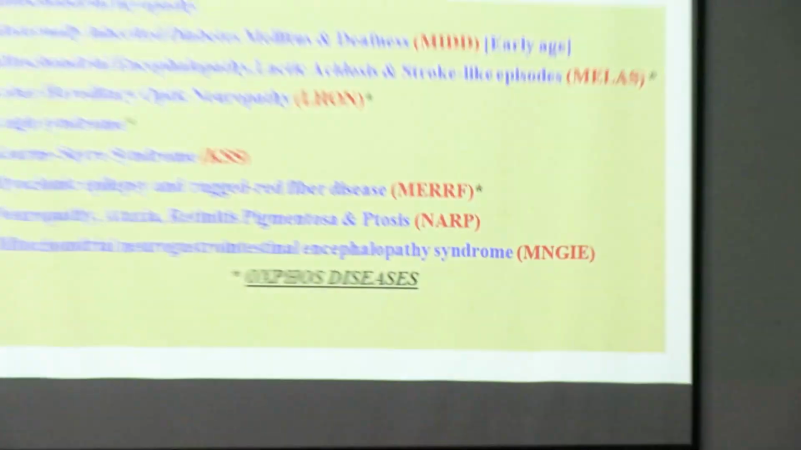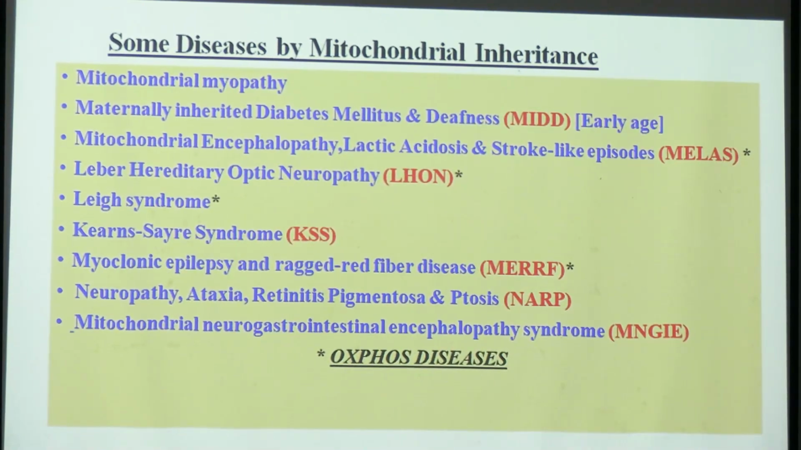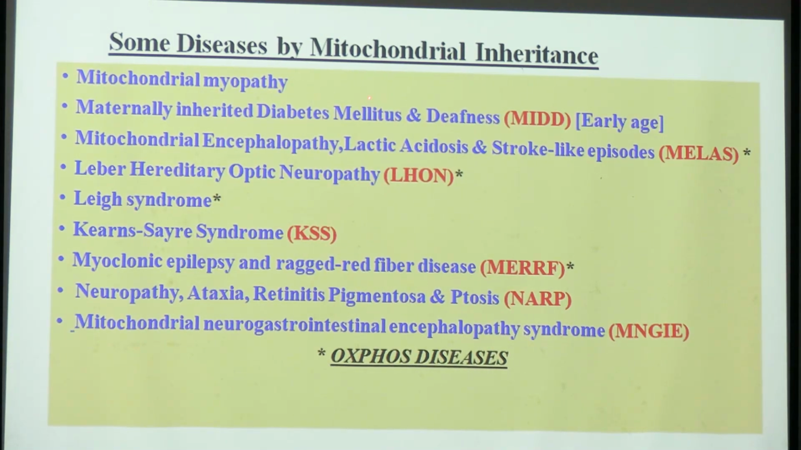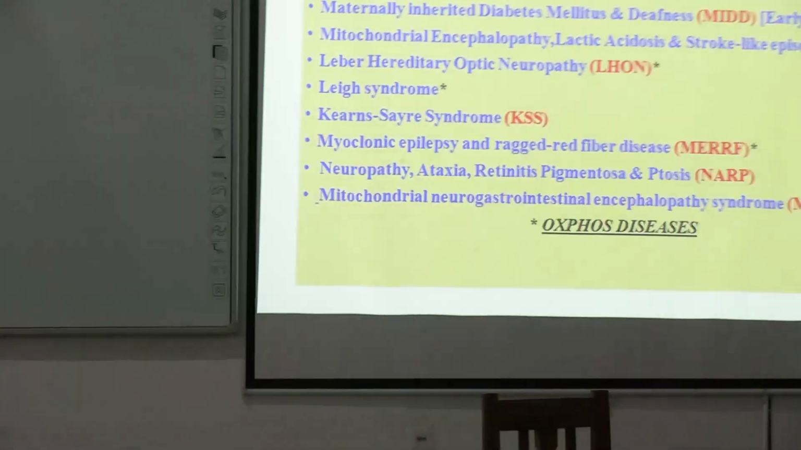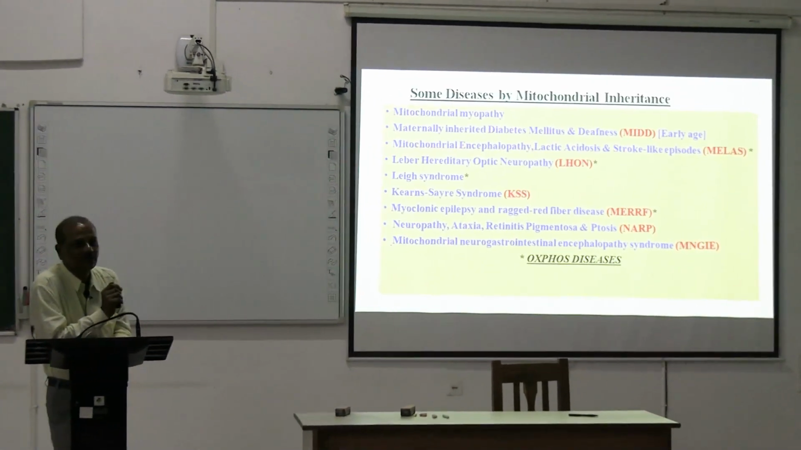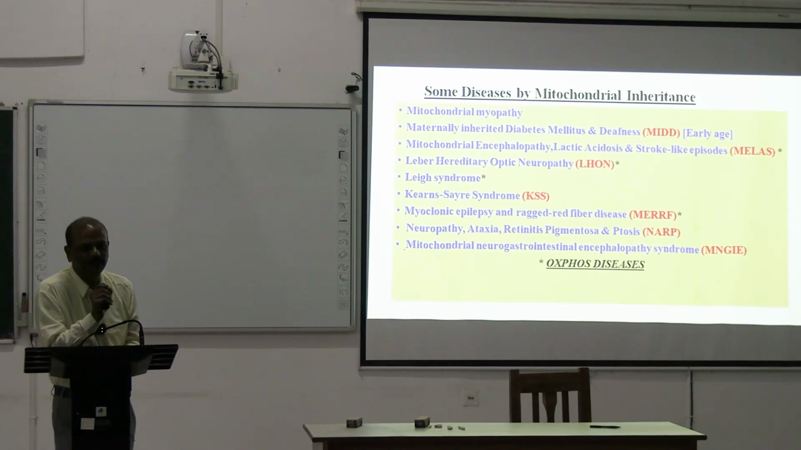Like one important one I am telling you, that today diabetes is very common. You may be able to detect diabetes at an early age. So in that case, you try to understand whether it is maternally inherited diabetes mellitus and deafness. If by chance the baby unfortunately develops diabetes and deafness at a very early age, particularly those who are opting for pediatrics, they must be very much vigilant about this type of abnormalities.